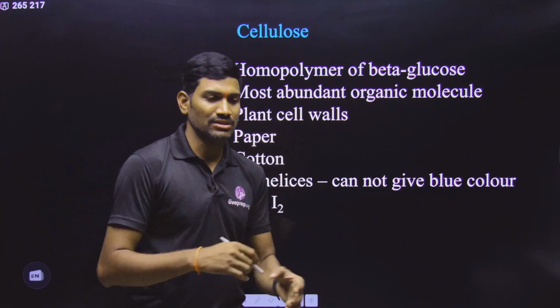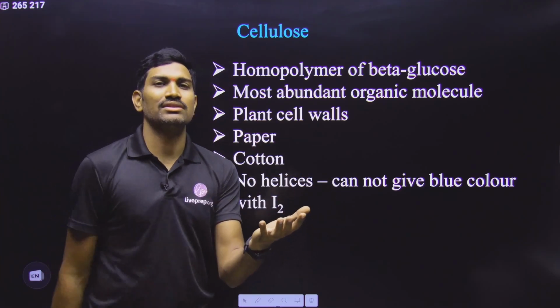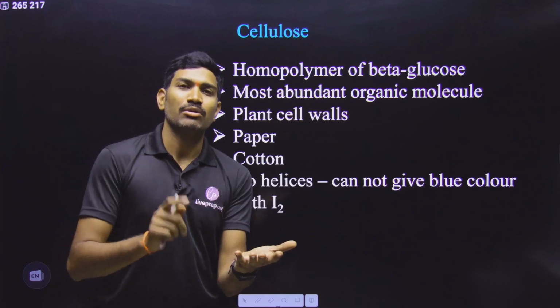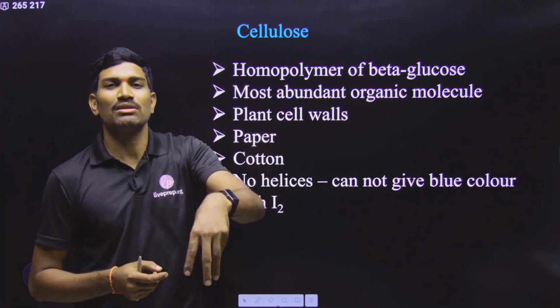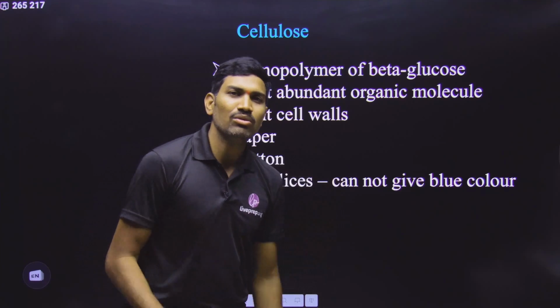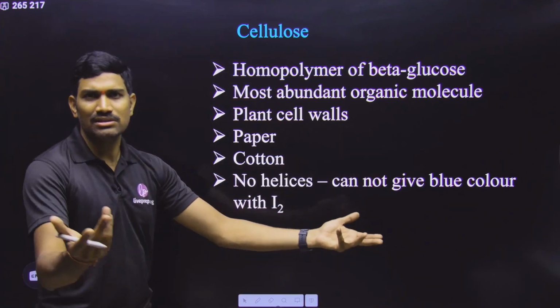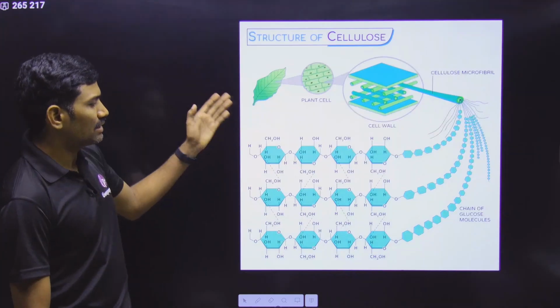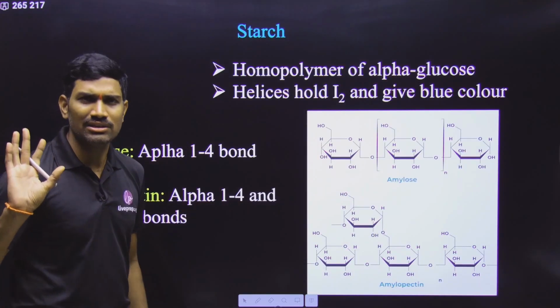But in the case of starch, you take the starch and add the iodine. Now all of a sudden it will turn blue, because starch has helices, and inside these helices it can hold the iodine, giving the blue color. This is the logical experimental explanation, but you need to remember the sentences they gave in NCERT. This is what is said about cellulose. Very simple information, just 3 to 4 points they gave, that's it.